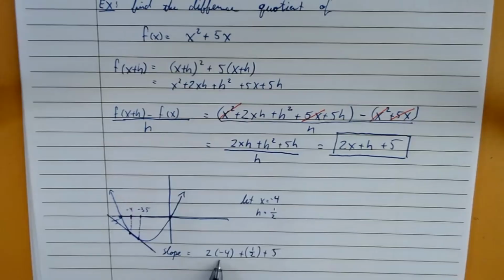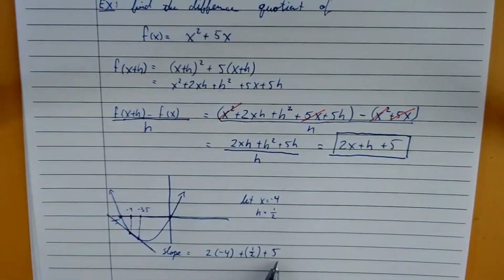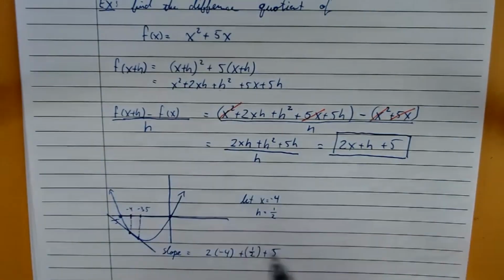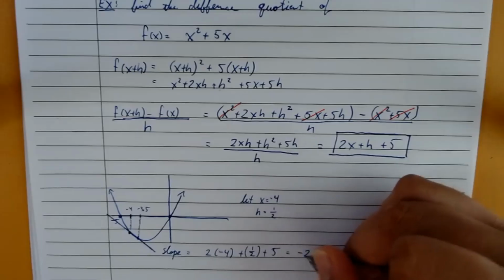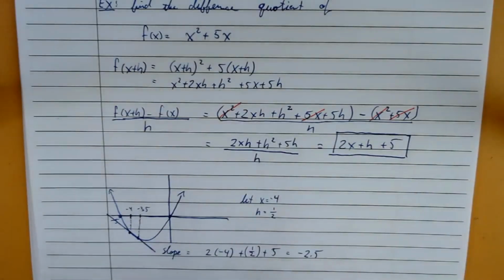So that's negative 8. Negative 8 plus 5 is negative 3. Negative 3 plus 1/2 is negative 2.5. That's the slope of that line, negative 2.5.